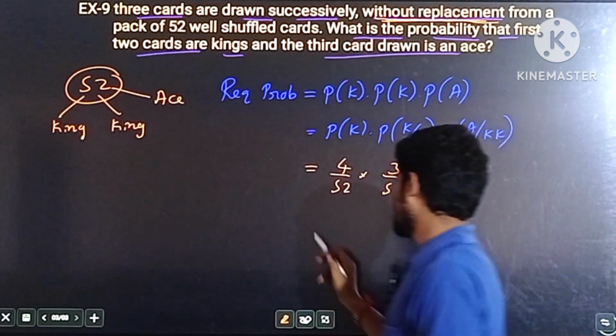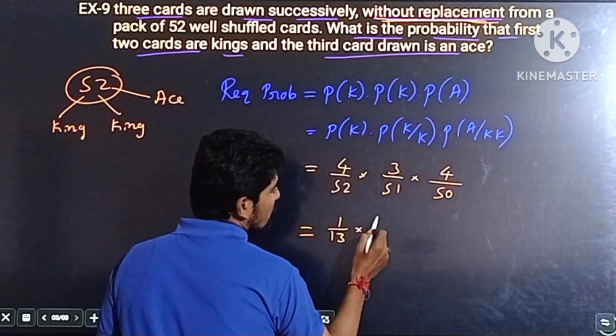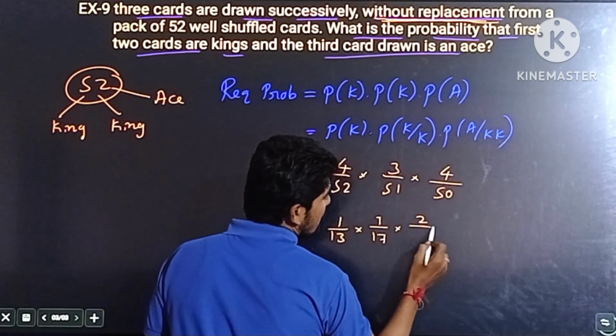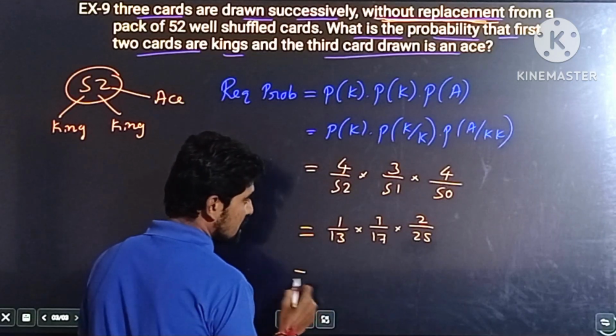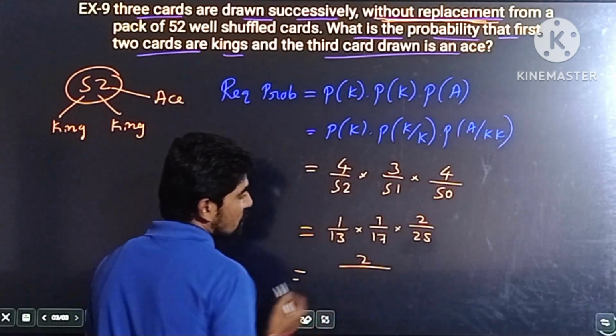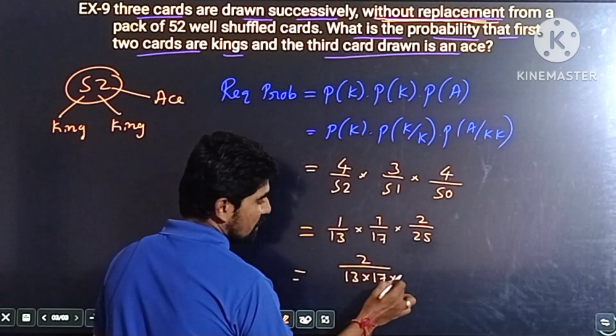And here you can simplify. First, 4 1s are 4, 13s are 52, into 3 1s are 3, 17s are 51, into 2 2s are 4, 25s are 50, which equals 2 divided by 13 into 17 into 25.